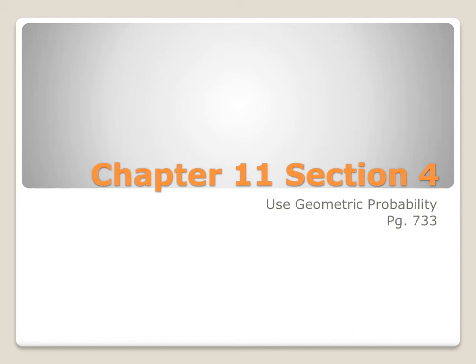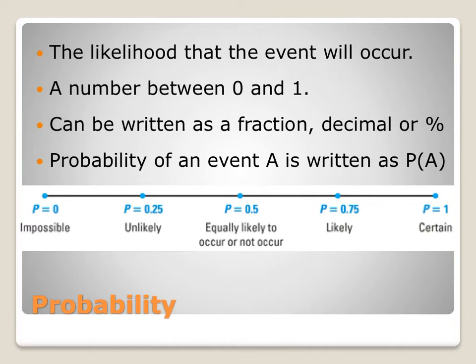Okay, so today we're going to cover section 4 and we're going to learn how to use geometric probability. So probability is the likelihood that an event will occur. It's a number between 0 and 1. It can be written as a fraction, a decimal, or a percent.